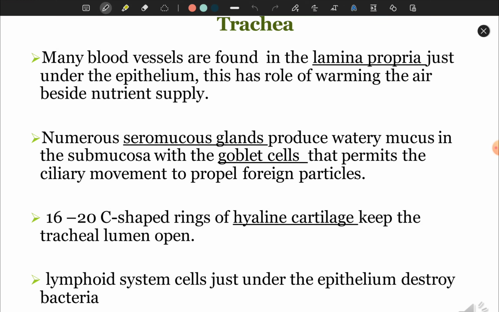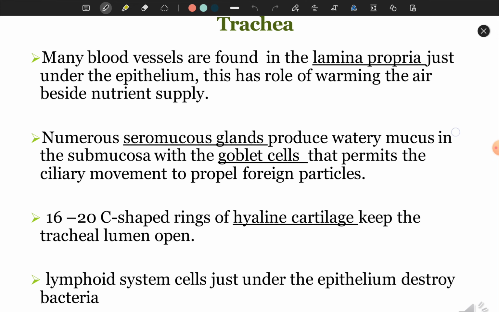So the trachea has many blood vessels found in the region of the lamina propria, which is the region of the connective tissue underlying the epithelium. This has a role for warming the air besides nutrient supply. And we have numerous seromucous glands. Those glands are distributed in the region of the submucosa, as I will show you.